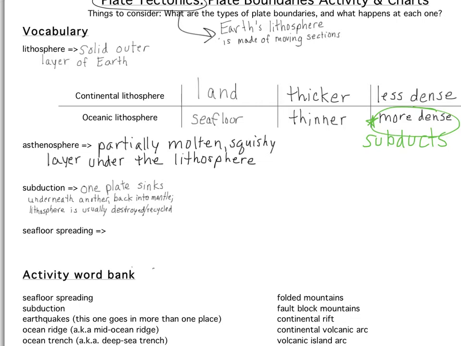If it's two continental lithosphere that meet, neither one subducts. The crust gets thicker. It can happen where one continental lithospheric plate goes underneath the other, but it doesn't subduct and sink down into the mantle. It's just kind of riding along underneath the other one, and we call that underthrusting.